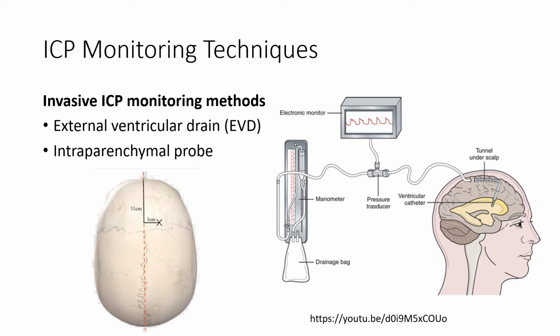This is the same pressure transducer which we use for invasive arterial blood pressure monitoring, and we can get the waveform. You may use even a small wire like a parenchymal sensor, which need not go all the way to the ventricle. It can go just 3 to 4 centimeters from the skull surface in the parenchyma.